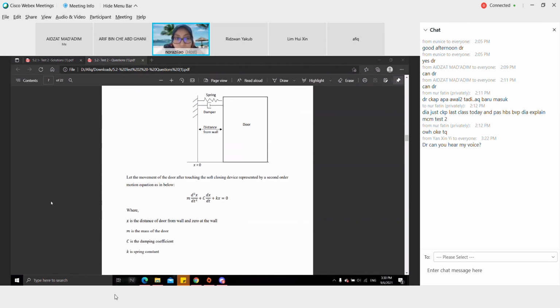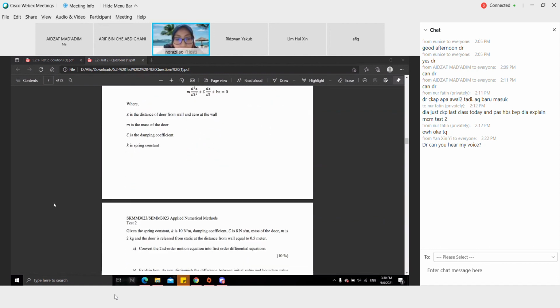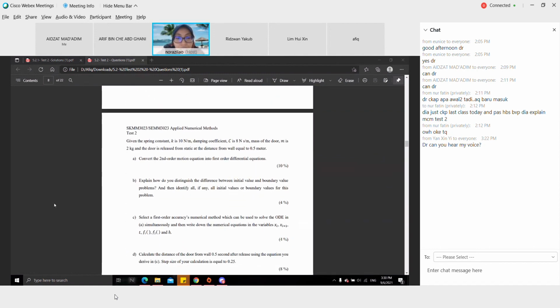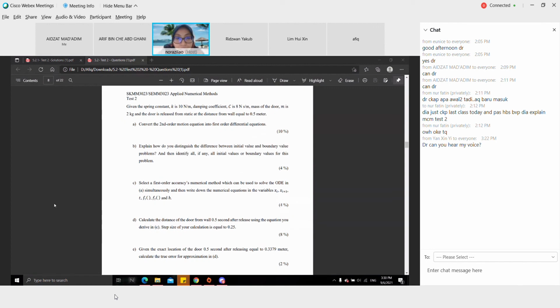Given the values M, C, K and so on. The question: given the spring constant K is 10, the damping coefficient C is 8, the mass of the door is 2, and the door is released from static at a distance from the wall equal to 0.5 meter. Do you see? Now when a student receives this question, it is not mentioned whether it is IVP or BVP. So the student needs to know whether this is IVP or BVP.